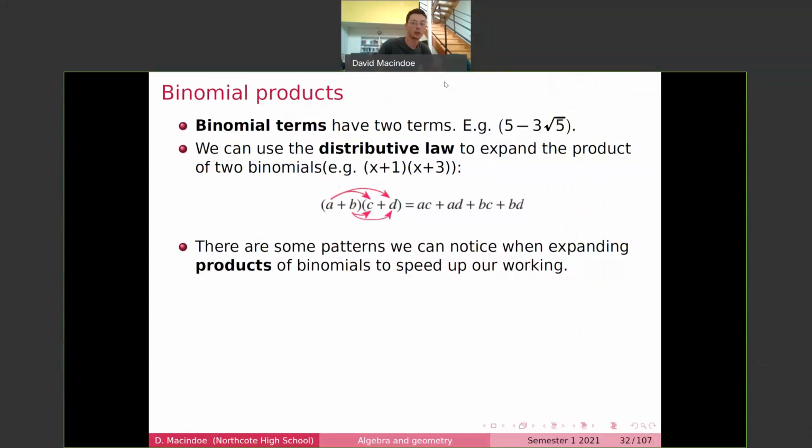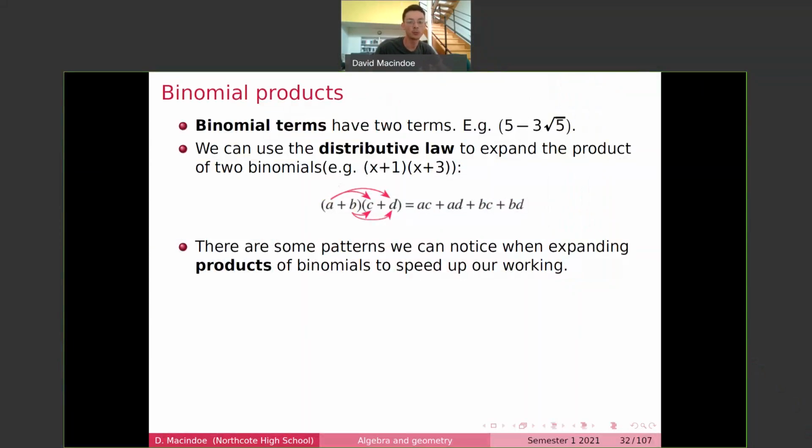In this lesson, we're going to look at two things to do with surds. Firstly, we're going to look at binomial products, and then we're going to look at rationalising the denominators of fractions involving surds. So first of all, what do we mean by binomial products?